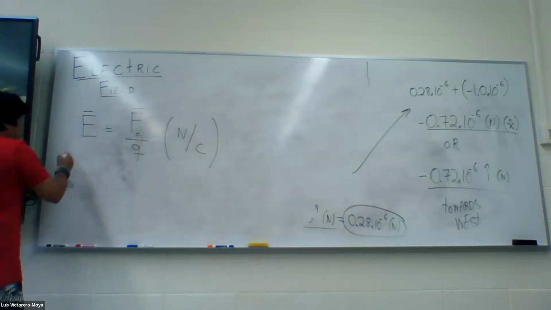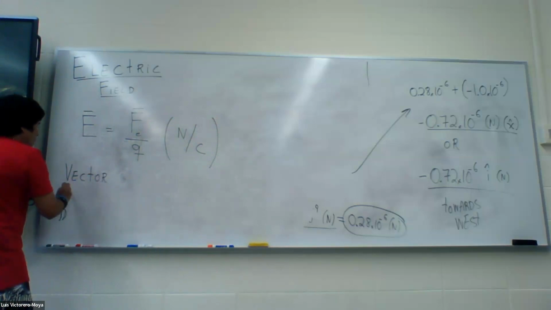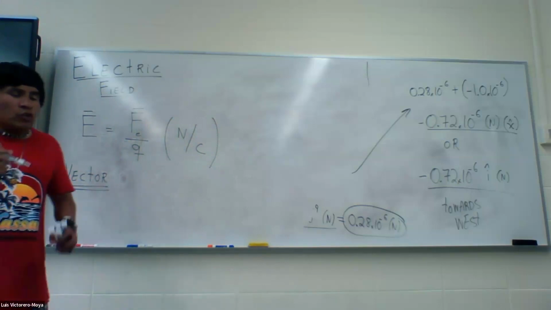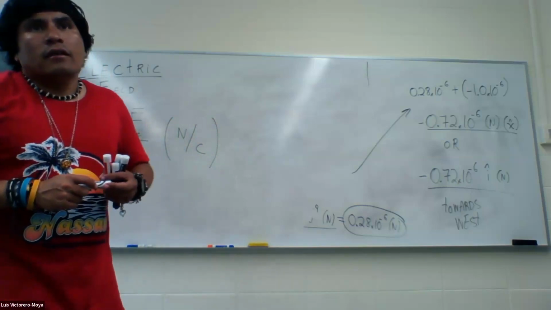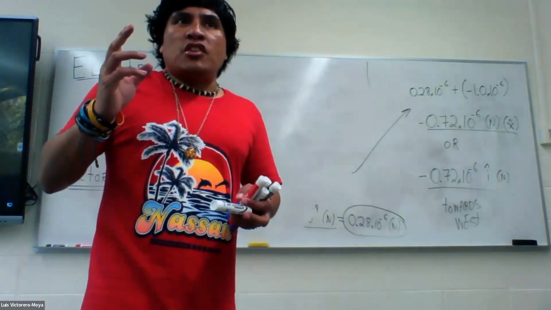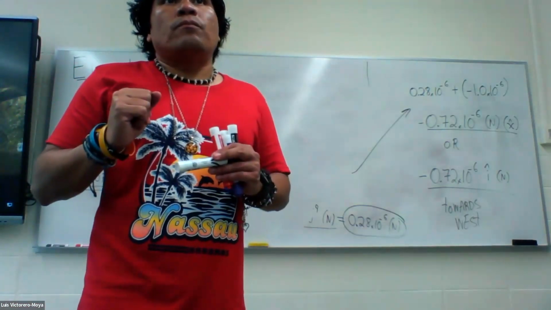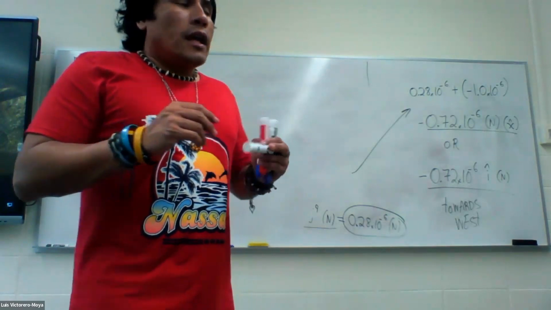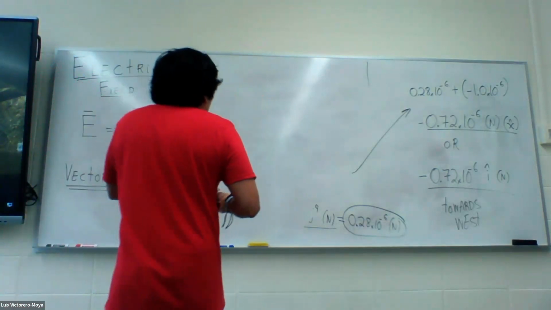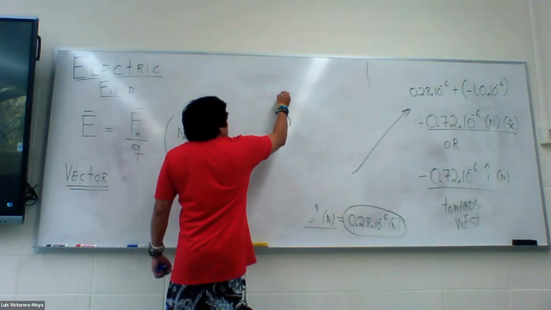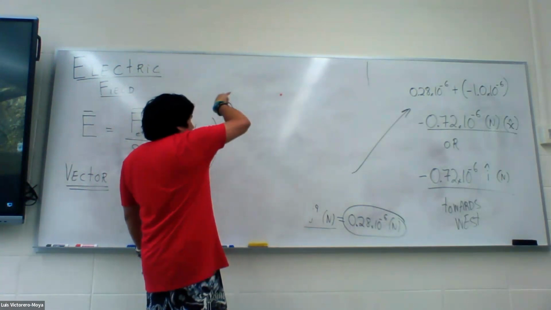Now, the electric field is a vector, and it's a very important physical quantity that we use to study the environment in which a charge may or may not move. Let's suppose I give you a charge here, and the charge is moving to the right.